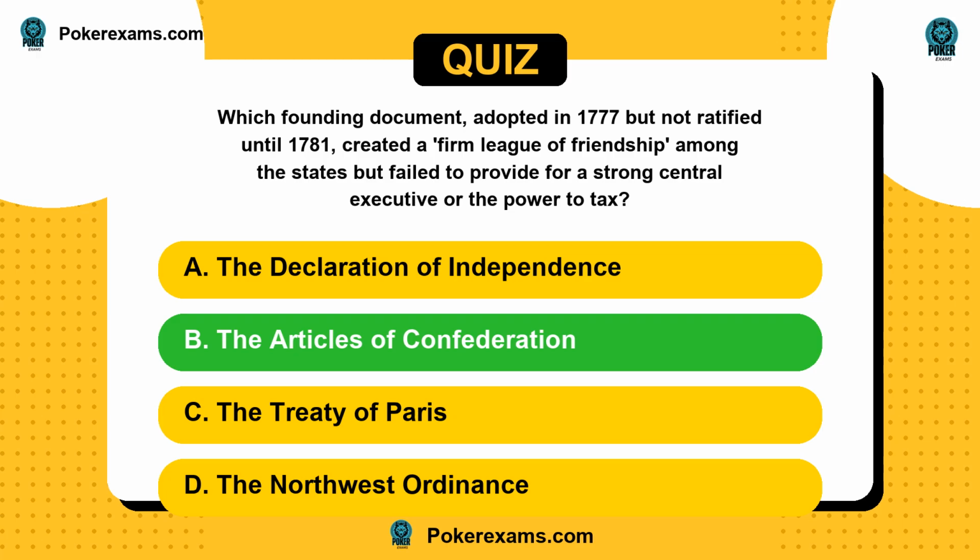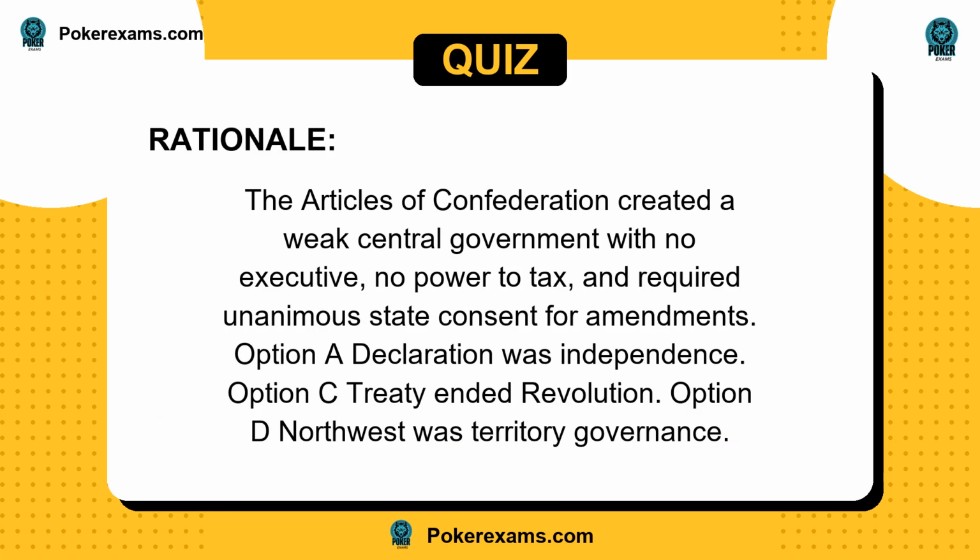The answer is B. The Articles of Confederation created a weak central government with no executive, no power to tax, and required unanimous state consent for amendments. Option A, the Declaration, was about independence. Option C, the treaty, ended the revolution. Option D, the Northwest Ordinance, was about territory governance.